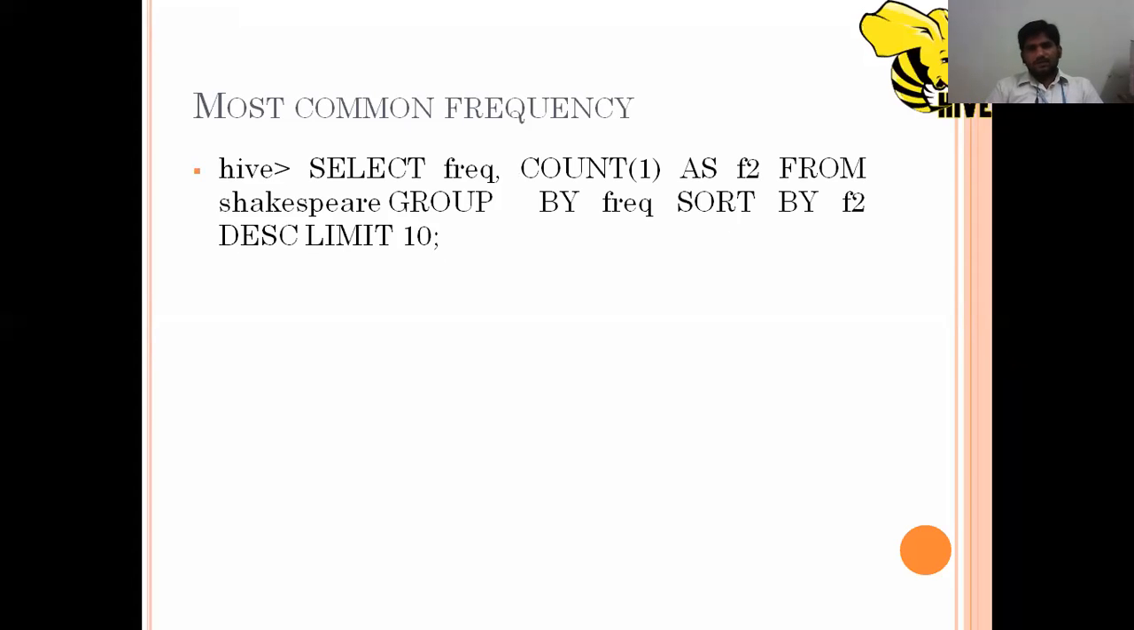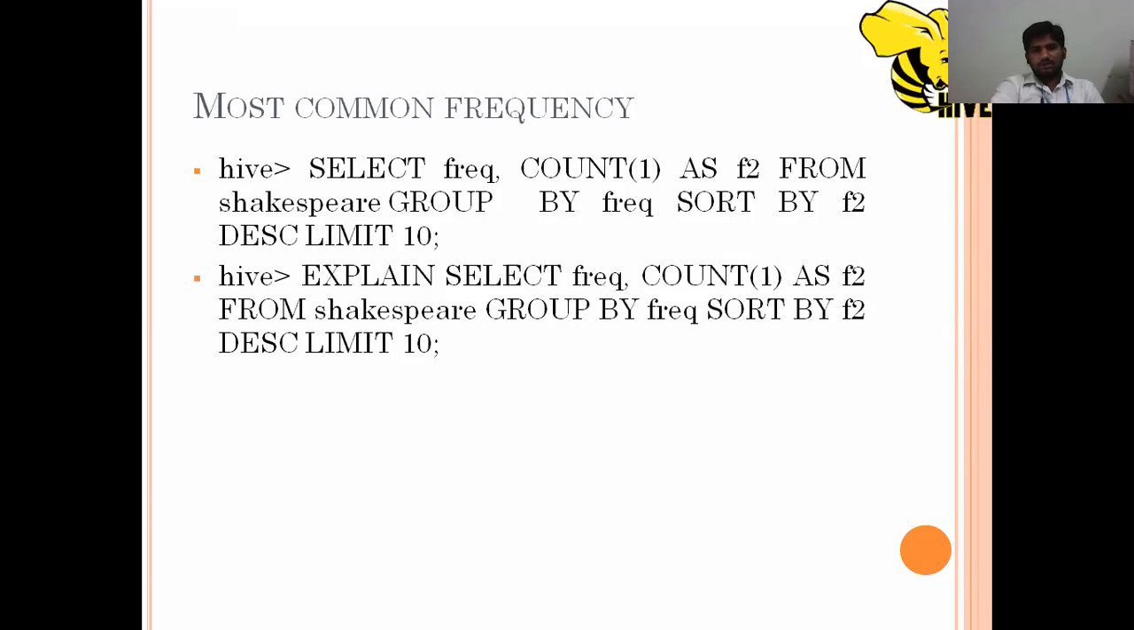For the most common frequencies, we can use the frequency numbers that are used most. Select frequency, count(1) as f2 from Shakespeare group by frequency, sort by f2 in descending order, limit 10. So this is how we find the most frequent ones, that is, the words, or the novels, whatever it may be, that are read most often. That data we can also group here and it shows. Then Hive explain: select frequency, count as f2 from Shakespeare group by frequency sort by f2 limit 10.